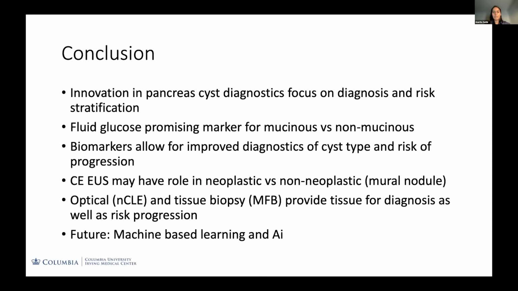So in conclusion, I think innovation in pancreatic cystic diagnosis is focusing on both the diagnosis, but more importantly, the risk stratification. Fluid glucose shows promise as a marker for mucinous versus non-mucinous lesions, and it's questionable whether it may replace CEA and the value we place on CEA. Biomarkers are allowing for improved diagnosis of the cyst type, as well as the risk of progression. As you heard, contrast enhancement may have a role as well, particularly in determining mural nodules, which have been defined as high-risk features. And then tissue biopsy and optical biopsies may provide us with very useful information, both in terms of pathology as well as risk for progression and tissue for genetic analysis. And in the future, I think this is a very ripe area for AI.